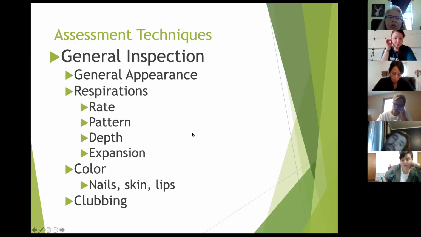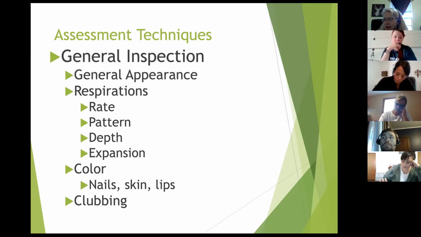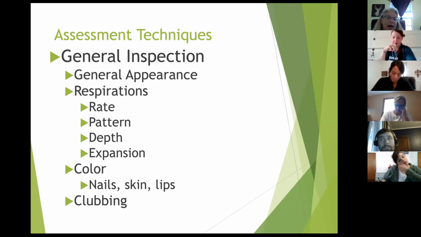Okay. You're going to look at their respirations, and we just talked about respirations when we did the lab last week. How fast are they breathing? Is their breathing regular or irregular? Is it really deep? Is it really shallow? Typically, if they're having shortness of breath, their respirations are going to be rapid and shallow. And what type of lung expansion are you getting? Does it look like their chest is fully expanding or not?